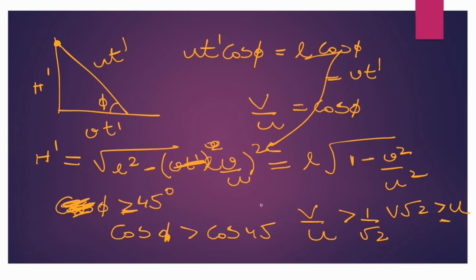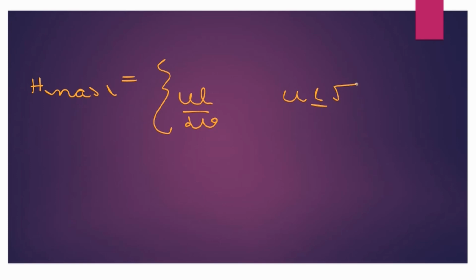Okay, when phi is less than 45, it will stop at this particular height. So you have two conditions here. The H max will be nothing but UL by 2V when U is less than or equal to root 2V, and then it will reach a height of L times root of 1 minus V square by U square when U is greater than root 2V. So you need to take two possibilities here.